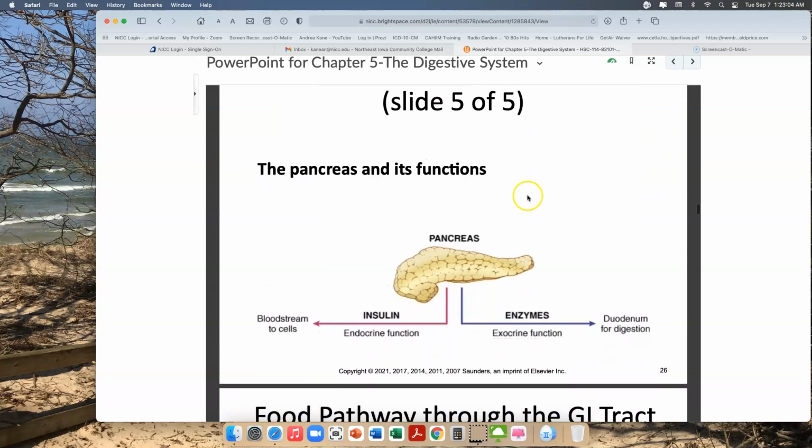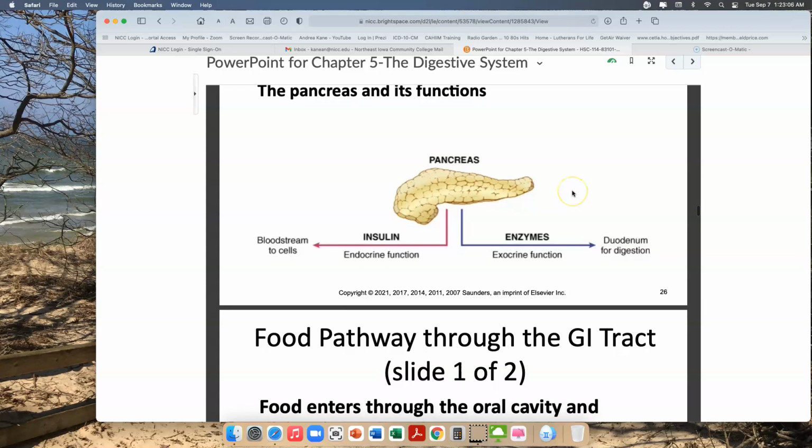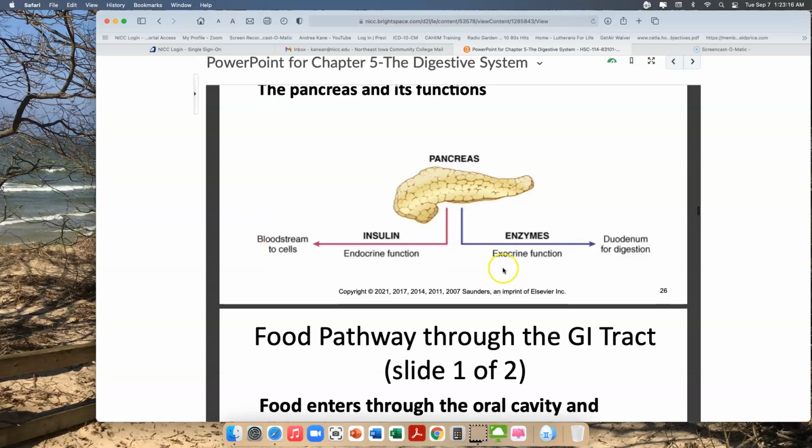All right, the pancreas and its functions. It has endocrine functions and exocrine functions. The endocrine functions are to excrete insulin into the bloodstream to take to the cells. Its exocrine function is to excrete enzymes that go into the duodenum or the small intestine for digestion.